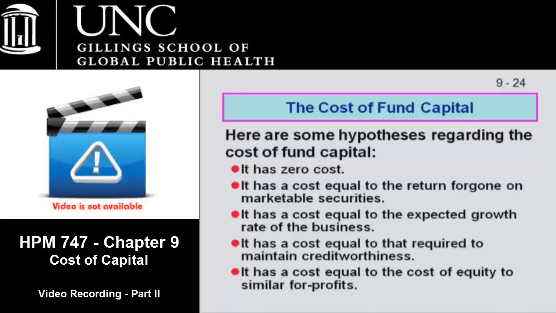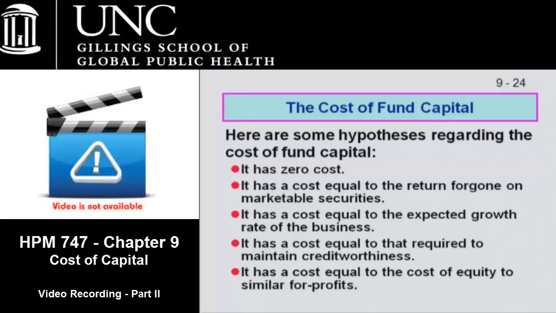And then finally, the argument that is the theoretically purest argument, but probably the least practical, is a cost equal to the cost of equity to similar for-profits. And the argument there is if you've got two organizations that are identical in every way, except one is for-profit and one is not-for-profit, and essentially they face the same opportunity cost of capital, and therefore they face the same opportunities in terms of foregone opportunities to invest in alternate projects. Therefore, the cost of equity should be the same for both of them.